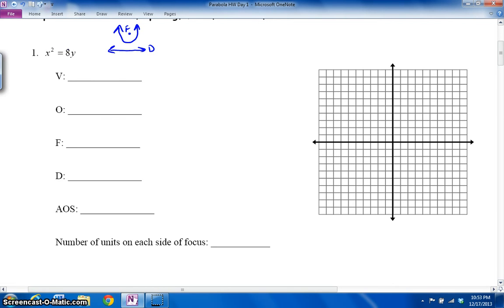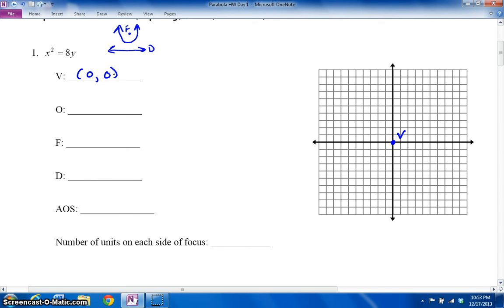Alright, so what's obvious here is that there is no h or k. And when there is no h or k in the equation, our vertex is at the origin. Alright, so graph the vertex, and the coordinates are 0, 0.